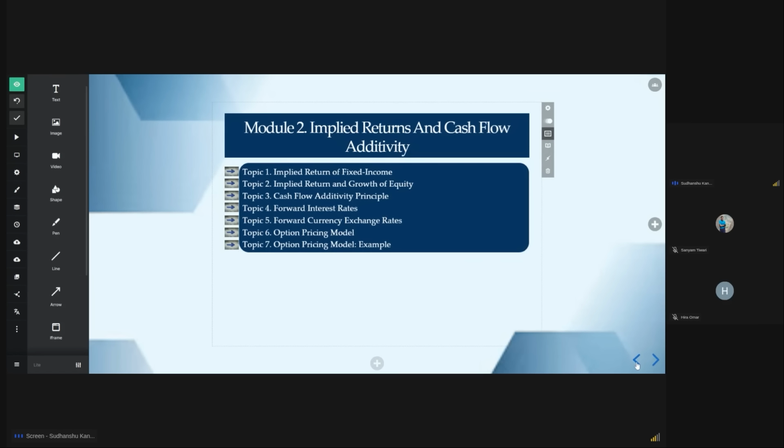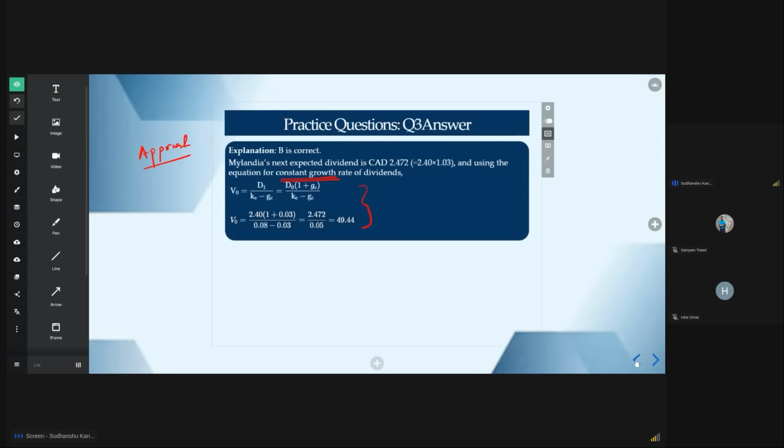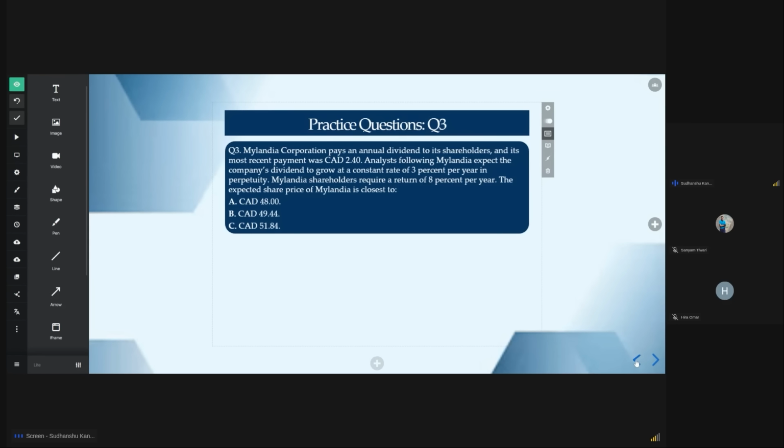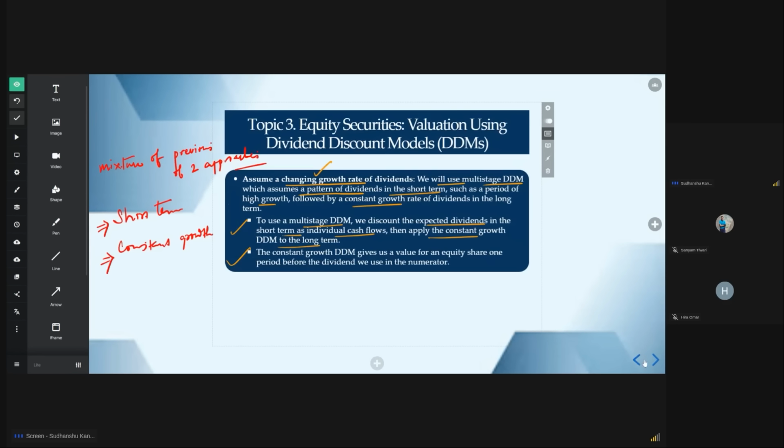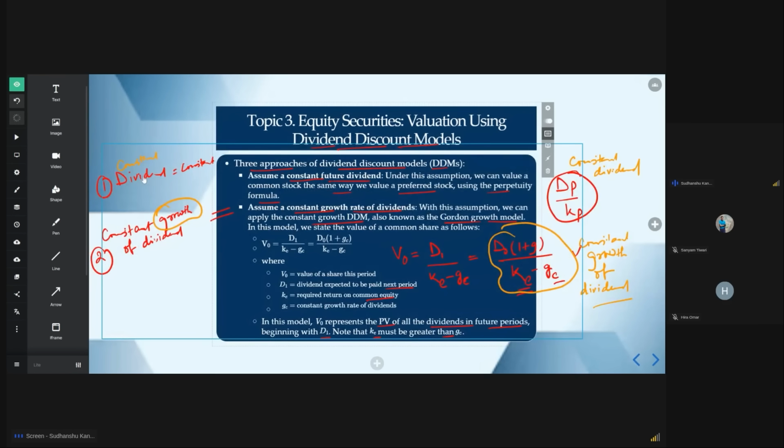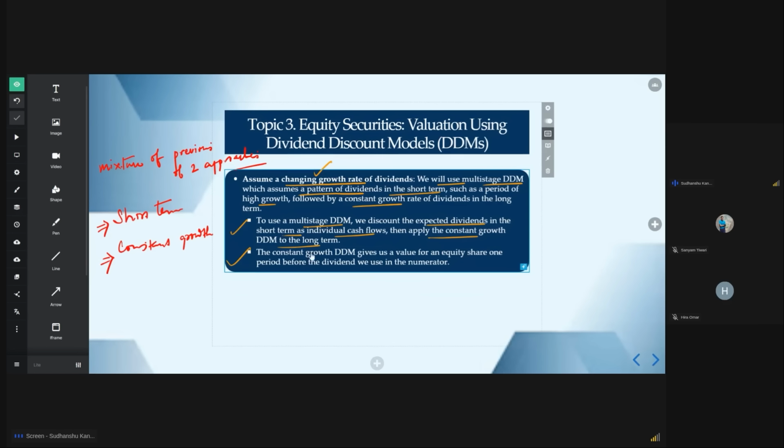We'll not drag it, but come back at least prepared. Apart from these two numericals, everything is done. Three approaches we have covered: the constant dividend approach, constant growth of dividend, and the third approach, which is a mixture of the earlier two approaches, short term and constant growth, for which we'll see the numericals tomorrow.